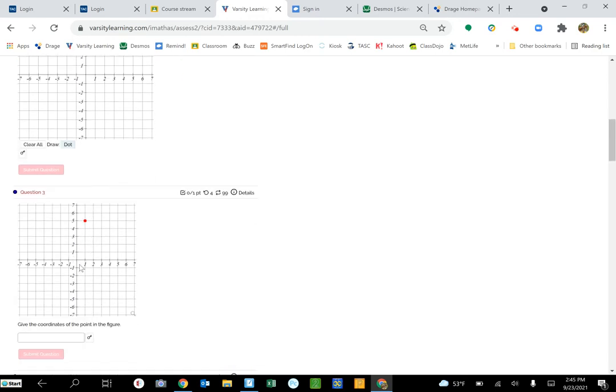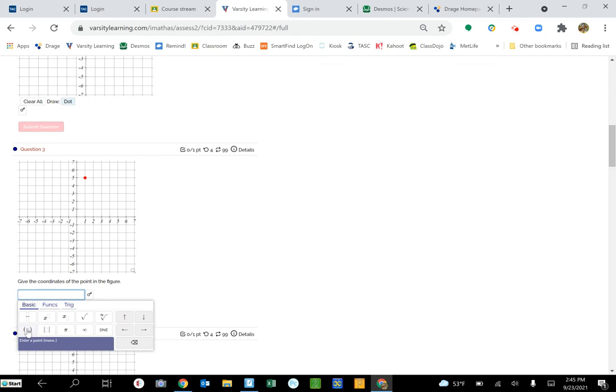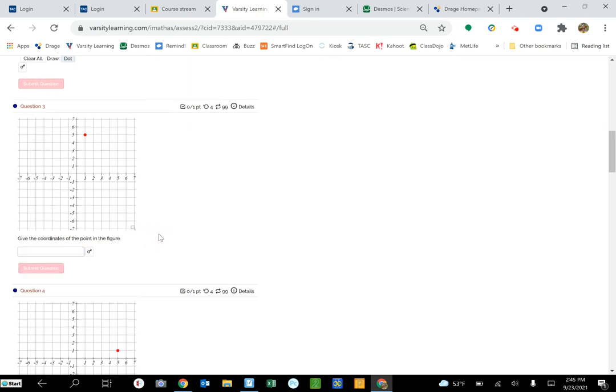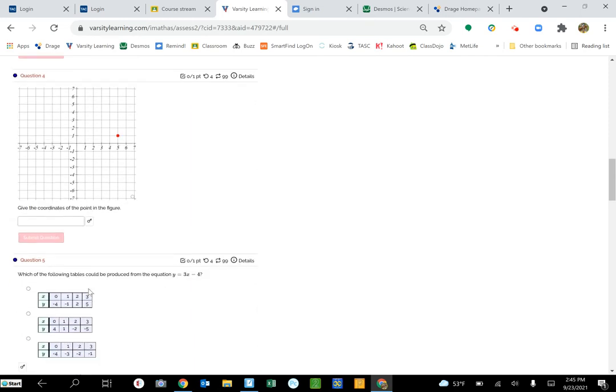This one, it's giving you a dot, saying give me the coordinates. Make sure when you do that, that it's in a set of parentheses. So you can either choose your parentheses from the equation editor, or you can type them in. Okay, so that would be (1, 5). Next, give it a point.